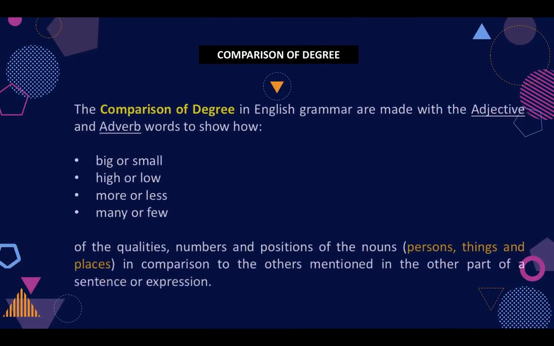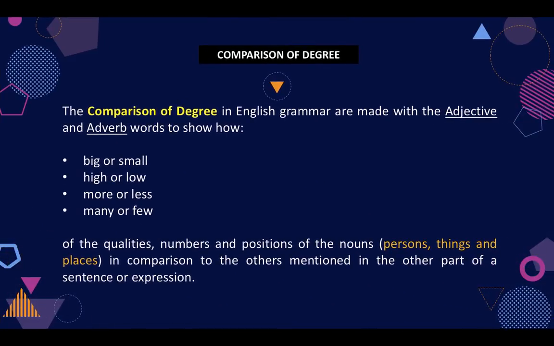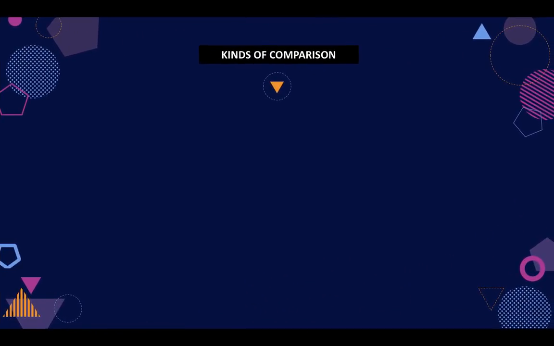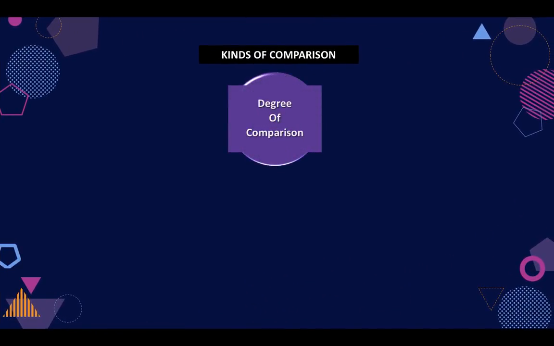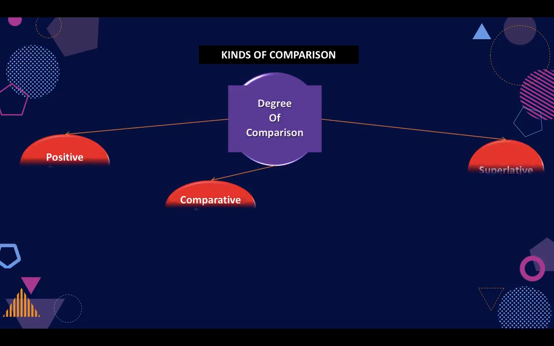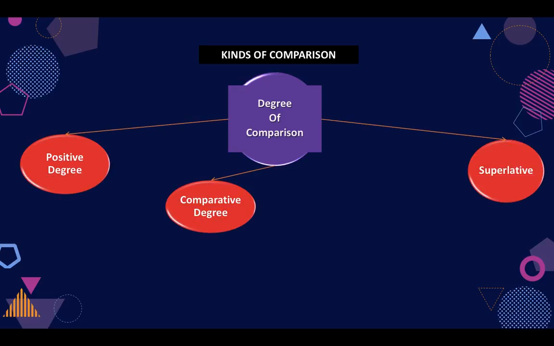Comparison of degree. The comparison of degree in English grammar is made with adjective and adverb words to show how big or small, high or low, more or less, many or few of the qualities, numbers, and positions of the nouns. Kinds of comparison. The comparison has three kinds. The first is positive degree, the second is comparative degree, and the third is superlative.